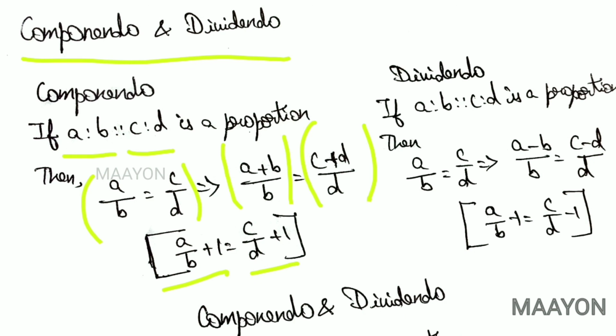Similarly in dividendo, the ratio of A is to B would be proportionate to C is to D. In the fraction form it is written as A by B equal to C by D. The only difference here is that the denominator is subtracted from the numerator, which is written as the new numerator. So A minus B by B equal to C minus D by D, which can also be written as A by B minus 1 equals C by D minus 1. Now let's see both combined.